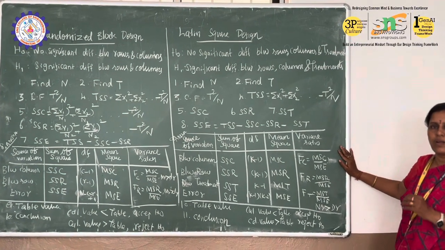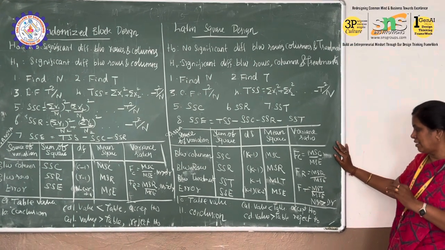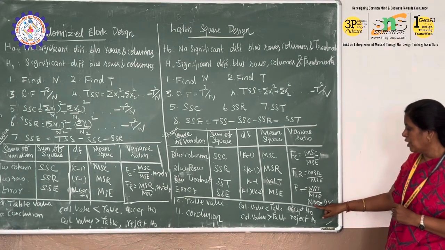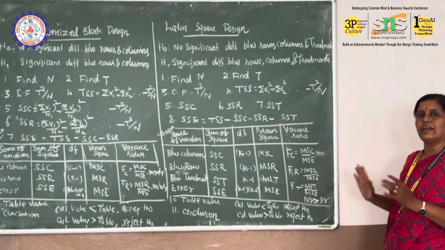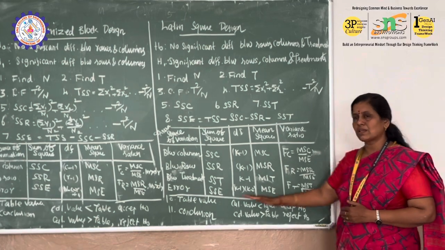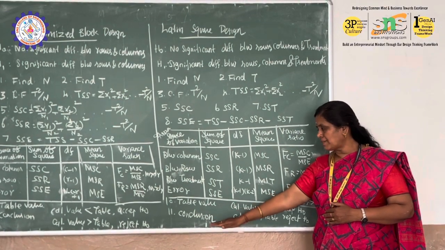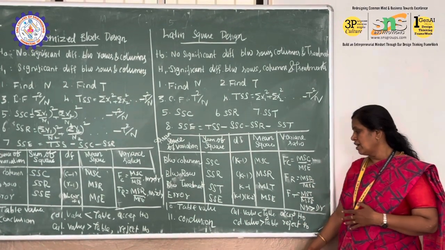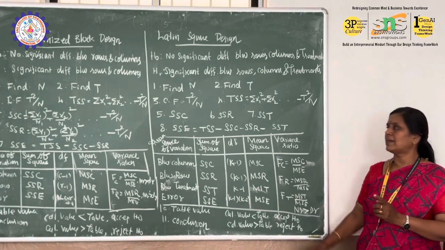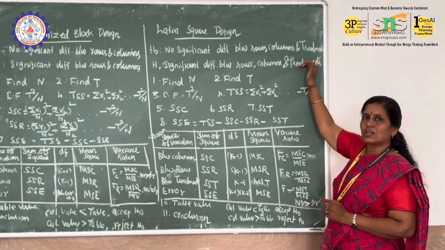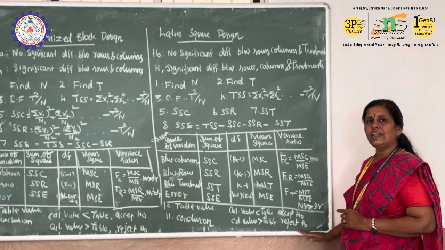One point to note here: the numerator must be greater than the denominator. Next we find the table value. After that, coming to the conclusion, if the calculated value is less than the table value we accept H0, otherwise we reject H0.